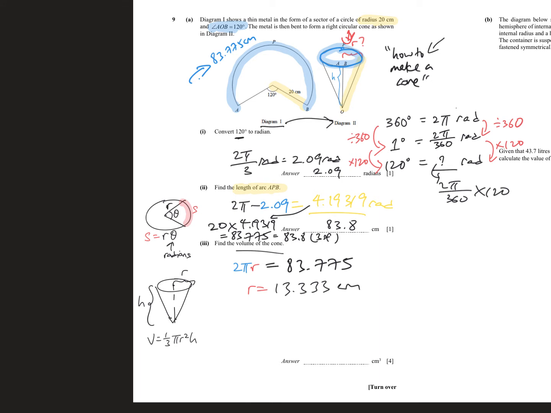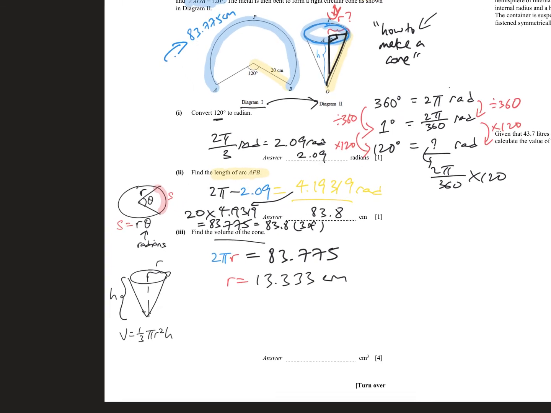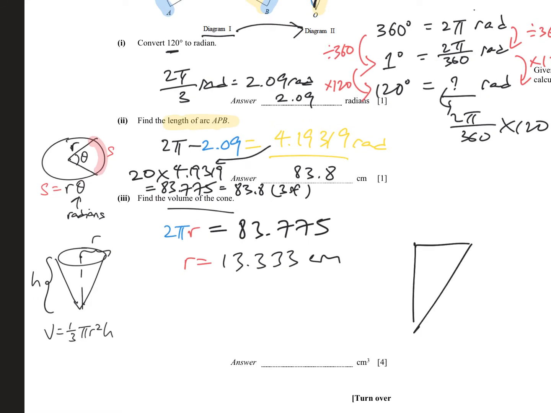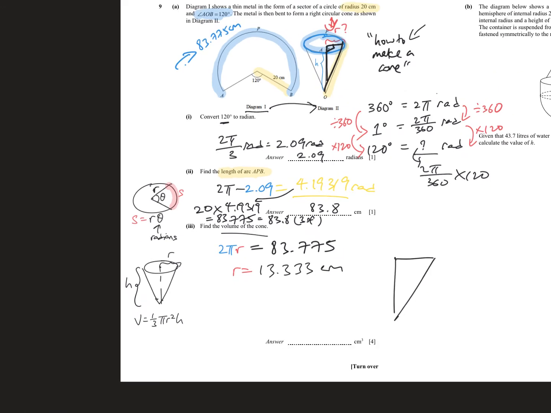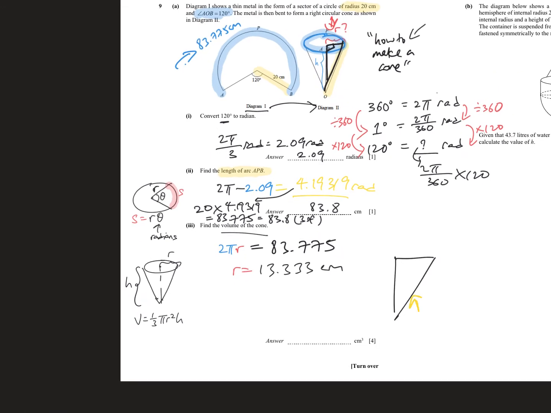And so there we have it. And now let's try to find the height. Okay. So can you see that we have some sort of a right angle triangle here? We do have a right angle triangle here. And so for this right angle triangle, let me draw it here. This slant length over here is the same as this. That's what I told you. So that is actually 20 cm. R, we solved it. This R is 13.333 cm. And this is the height that we are trying to find.